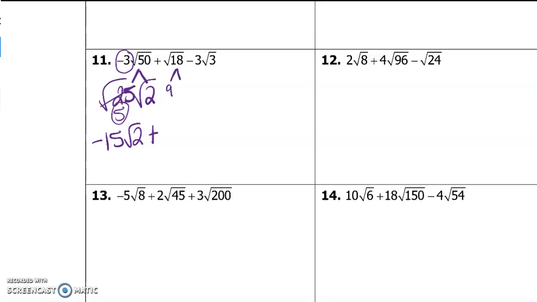18 gets broken into 9 times 2. Square root, there's nothing out in front, so it just becomes 3 square root of 2. And then minus 3 square root of 3. If you don't feel like you need to bring that down in this step, that's fine. Just don't forget it at the end.